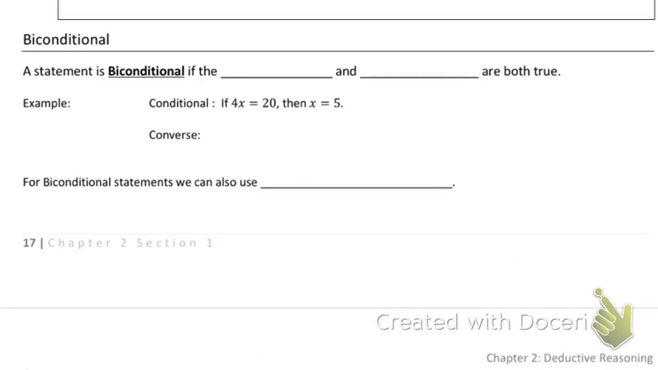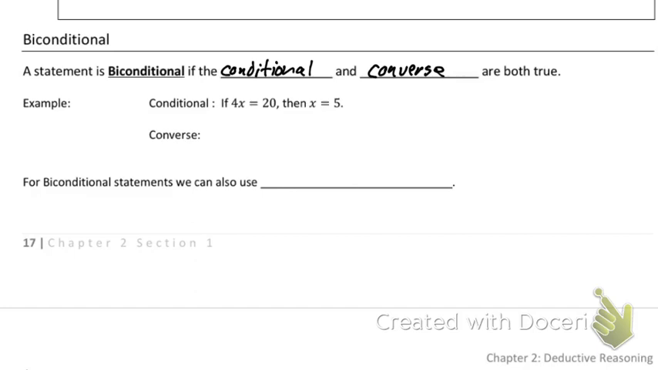All right, a biconditional statement. A statement is biconditional if the conditional and its converse are both true. So if you say it's true, and if you flip your hypothesis and conclusion, it's also true. So if the conditional, the original statement, is true, and the converse is also true.